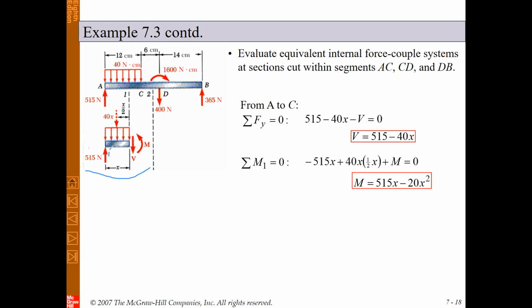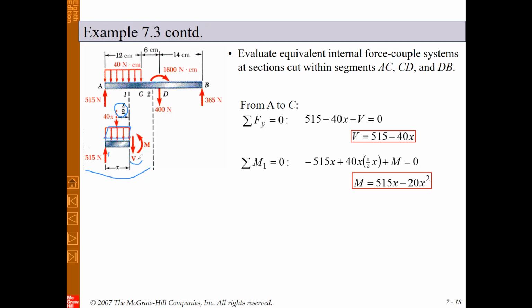The length is X, so the equivalent concentrated force for this distributed load is 40 times by X, because this length is X. The position of this equivalent force is X divided by 2, because it will be applied exactly at the center of this rectangle. So it will be 40X, and the distance of this force is X divided by 2.